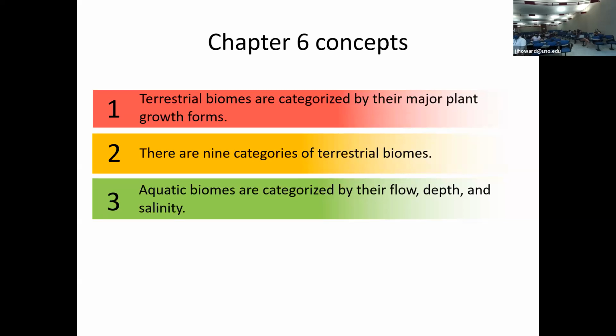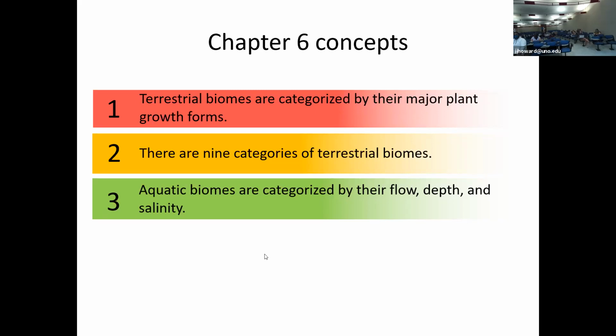All right, so it's easy to compare biomes by looking at plant communities because plants are obvious. You can tell that this is a rainforest, that that's a savanna, that that's a desert, and that that's a tundra. So we distinguish 9 general categories of biomes or types of habitats.